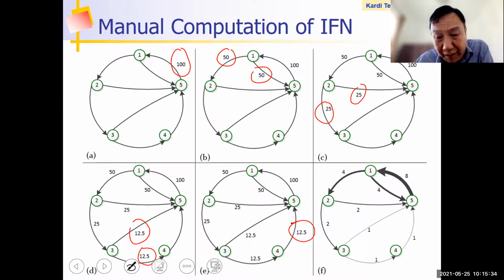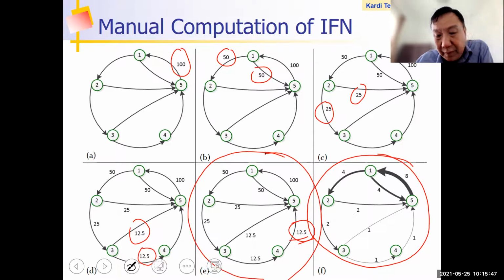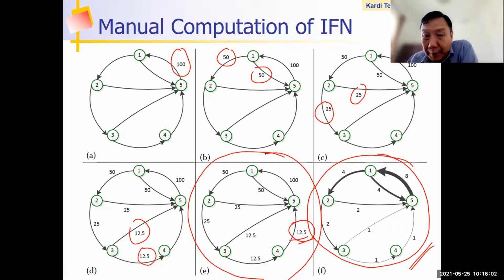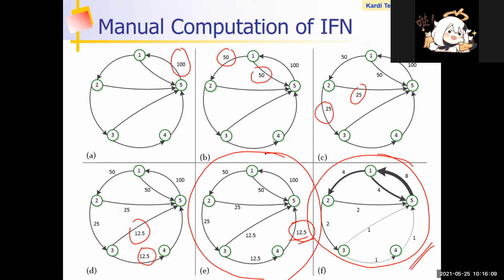So if I want to get the basic network, I divide everything by the minimum. What is this? 12.5. Okay. So I get the IFN. These two are IFN. So E and F are already IFN, but F is the basic network. Any question here? No. So it's like maximum entropy, basically. Yeah.